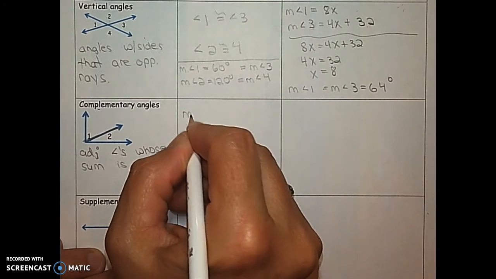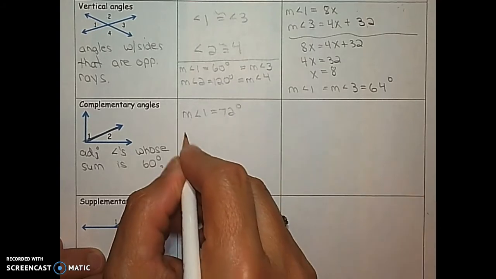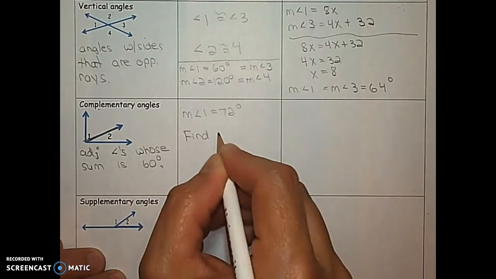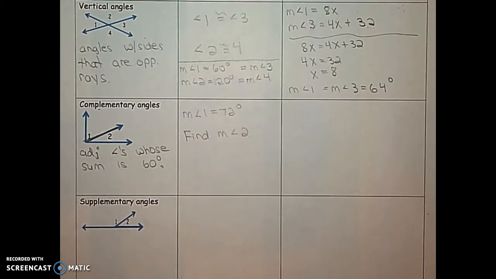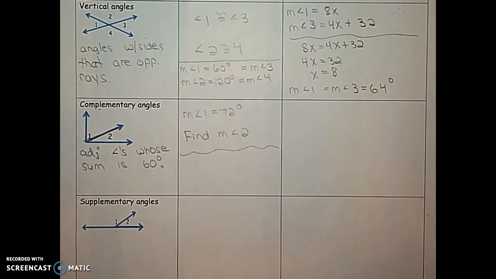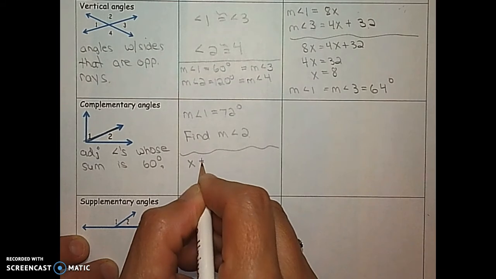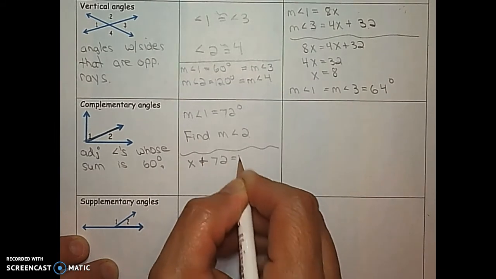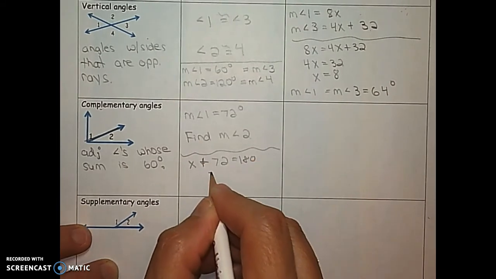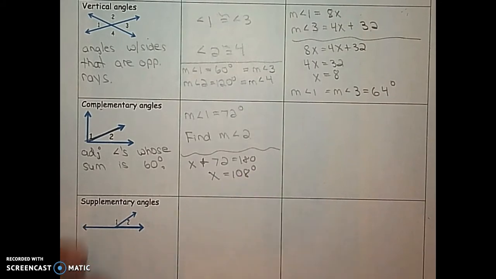So let's suppose we've been given the measure of angle 1 is equal to 72 degrees, and it says find the measure of angle 2. So many of you are going to do 90 minus 72. Let me just show you how it would look algebraically. We could do x plus 72 equals 90. We subtract that 72 and we end up with x is 18 degrees.